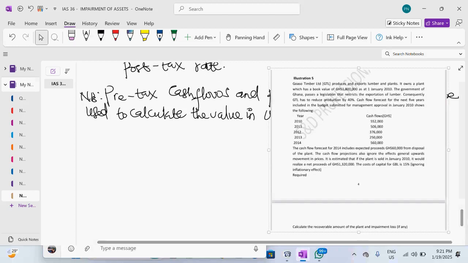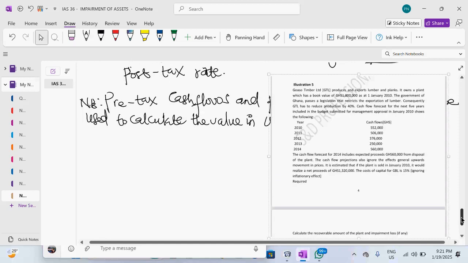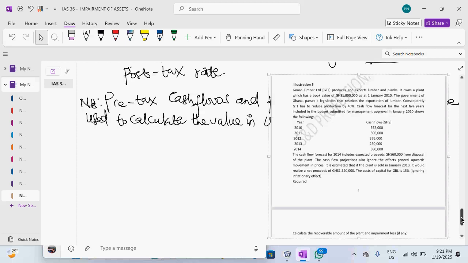Illustration 5. Timber Limited produces and exports lumber and planks. Its own plant, which has a book value of 1,800,000 as at 1st January 2010. The government of Ghana passes a legislation that restricts the exportation of lumber. Consequently, the company has to reduce production by 40%. Cash flow forecast for the next 5 years included in the budget submitted for management approval in January 2010 showed the following.